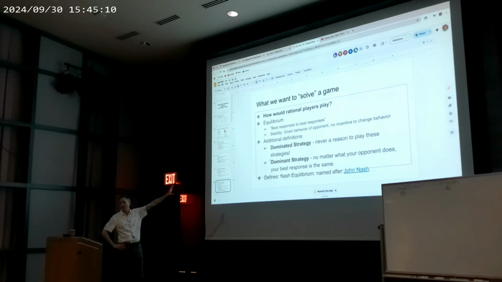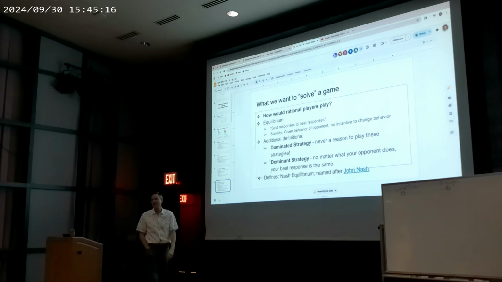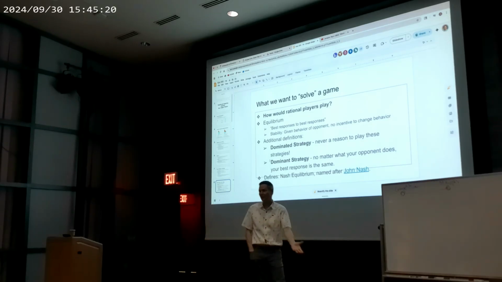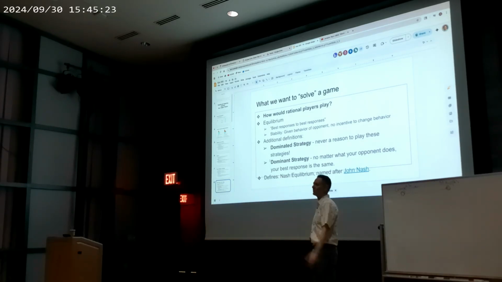A couple things that we'll use here that fall out of this idea that players are rational is, first of all, this notion of a dominated strategy, right? So what is this roughly? It's a strategy that you would never play, right?